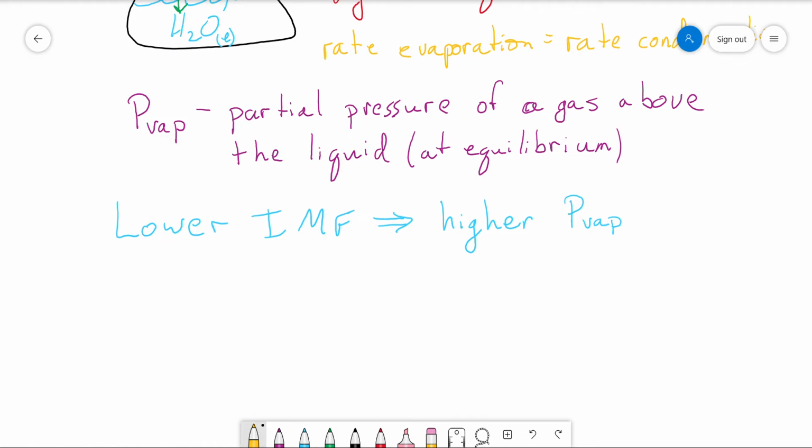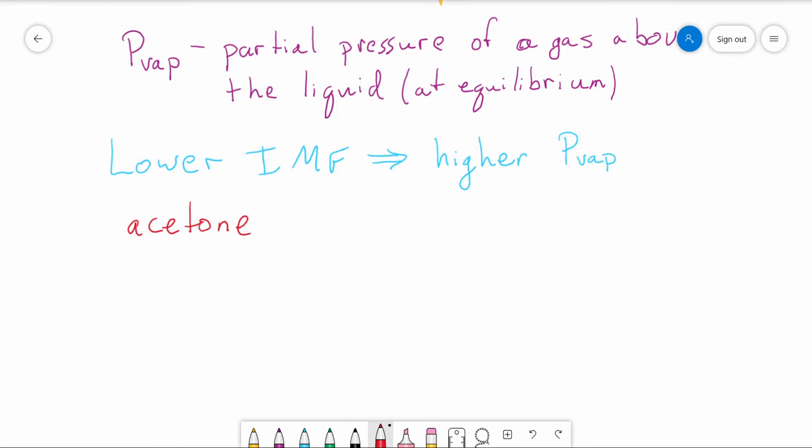So, acetone, and we can draw the structure for acetone again. I'm just going to draw these CH3 groups. We don't really worry about them. What we're interested in is the C double bond O versus water.